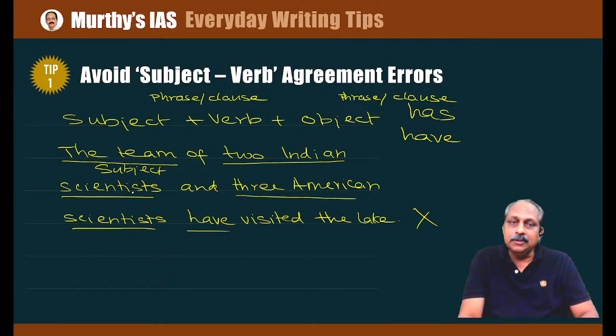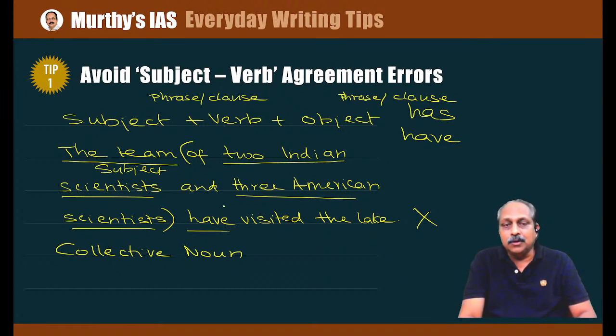Here, the subject, the team. After that, we have a phrase, of two Indian scientists and three American scientists. That's a phrase, adds more information to the subject. Never consider the phrase or the clause that goes with the subject. Based on that, the team, it is a noun and it is a collective noun. Any collective nouns usually take a singular verb.